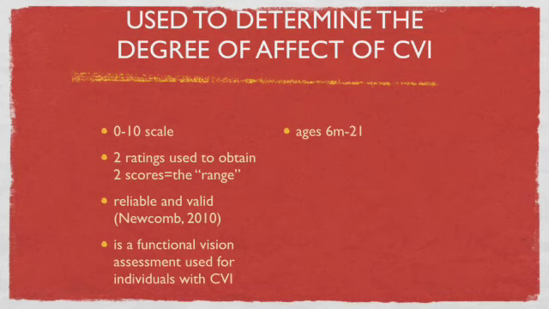So the CVI range operates by deriving a set of scores. Those scores will be on a 0 to 10 scale. You actually derive two scores, which become the range. It has been found to be a reliable and valid instrument based on the work of Sandra Newcomb. Dr. Sandra Newcomb works at the University of Maryland, and she did an extensive study looking at many of the aspects of reliability and validity of the CVI range. If you're interested in finding out more about what she examined, she published an article on this topic in the Journal of Visual Impairment and Blindness, October 2010.